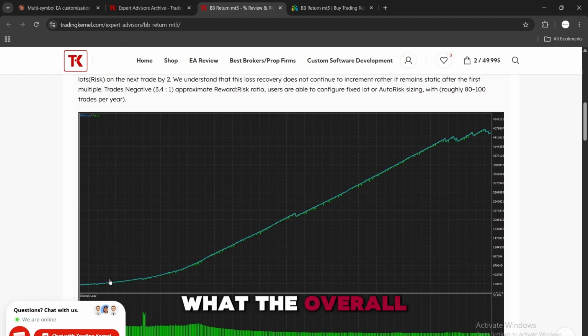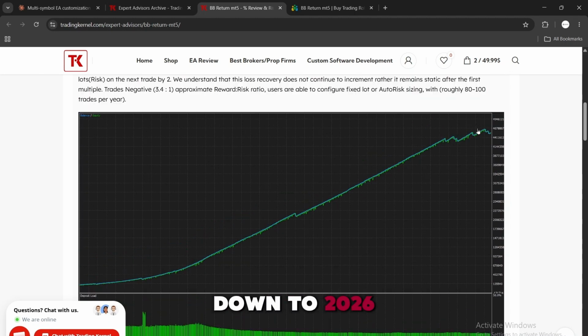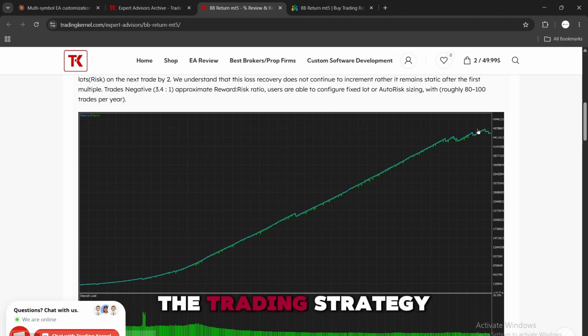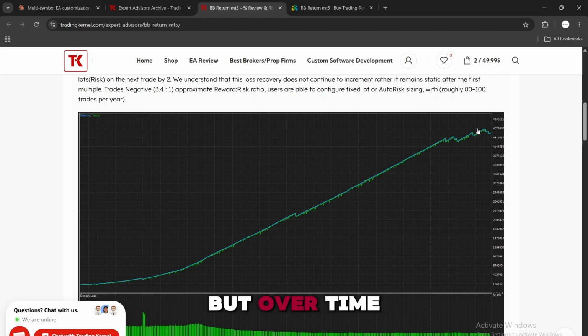And this is what the overall backtest result looks like from 2023 down to 2026. From my experience building expert advisors that are indicator based, or use indicators like the moving average, the Bollinger Band, the RSI as primary conditions in the trading strategy, they often tend to look good on backtest, even good on live accounts for a while. But over time, they tend to die. This is as a result of overfitting.